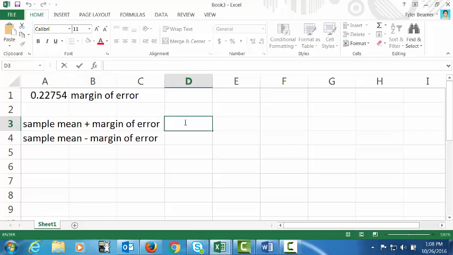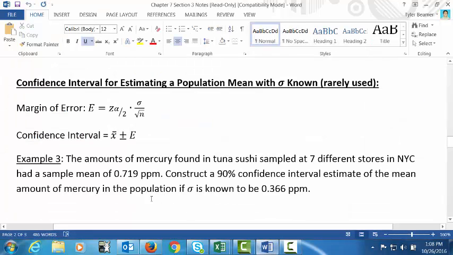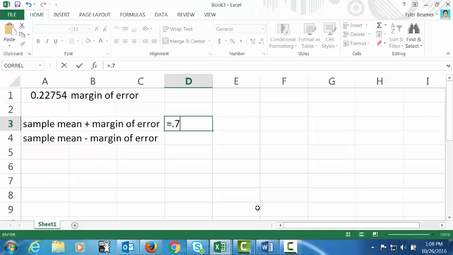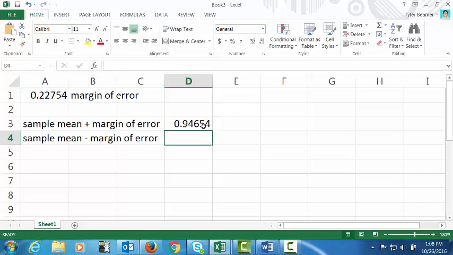Okay, so the sample mean from the problem was 0.719. So there's the upper CI limit, and the lower CI limit. So we would know that the true population mean is going to be between that interval, and that would occur 90% of the time. So we're 90% confident that we are going to actually capture the population mean in this interval.